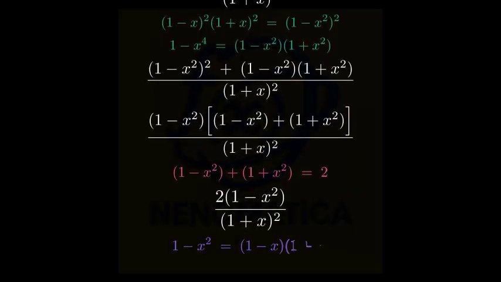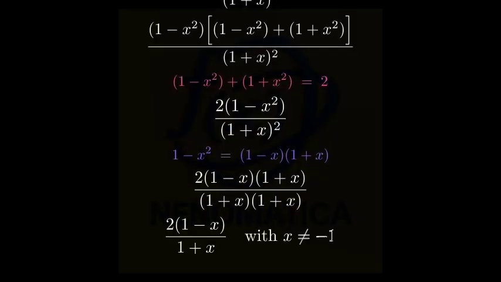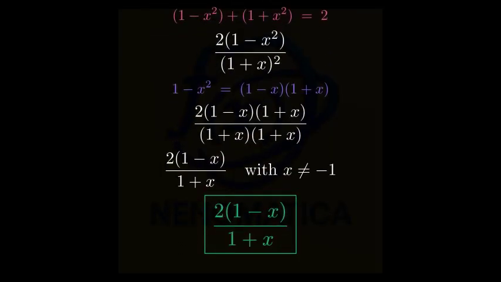Step 5. Factor 1 minus x squared as left parenthesis 1 minus x right parenthesis times left parenthesis 1 plus x right parenthesis. Then cancel a common left parenthesis 1 plus x right parenthesis factor from numerator and denominator. Remember the domain restriction, x cannot equal -1. Final answer, 2 times left parenthesis 1 minus x right parenthesis over 1 plus x.